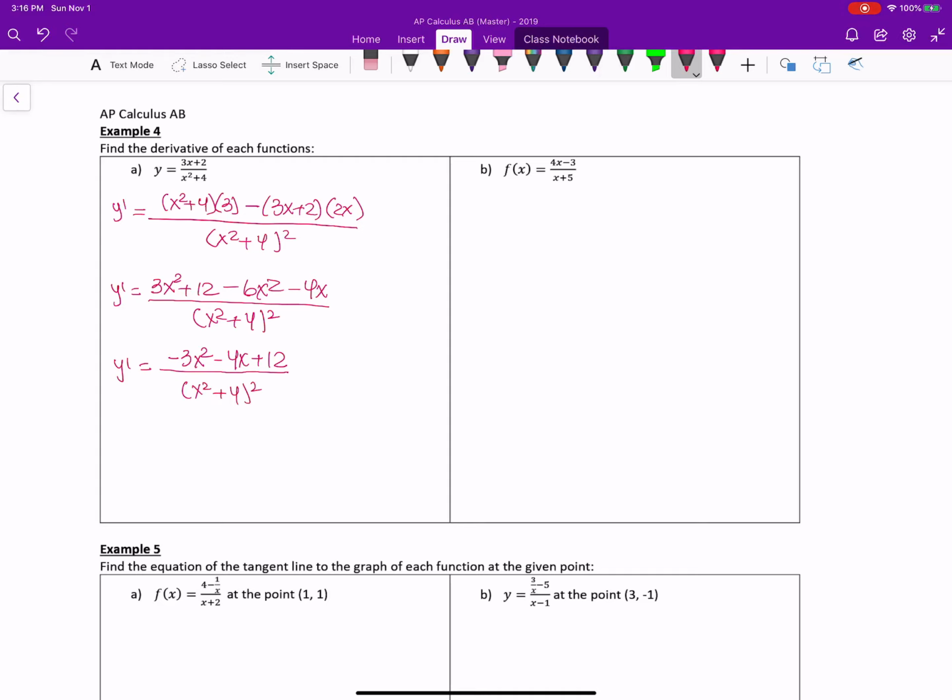And the reason why we like it in factored form is it's much easier to find where the derivative is equal to 0, which becomes very important later on in finding possible relative maxes and mins. Also where the derivative's undefined becomes important, so that would be when the denominator is zero, and it's easier to find those if you have it in factored form. All right. Pause it and then find B on your own.